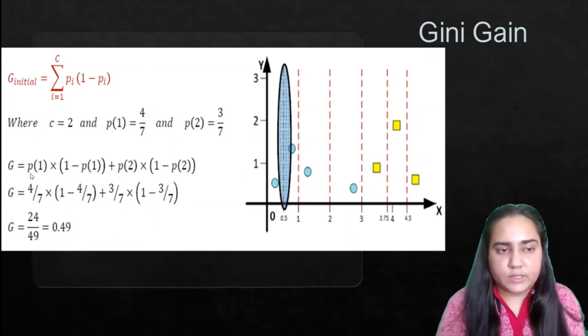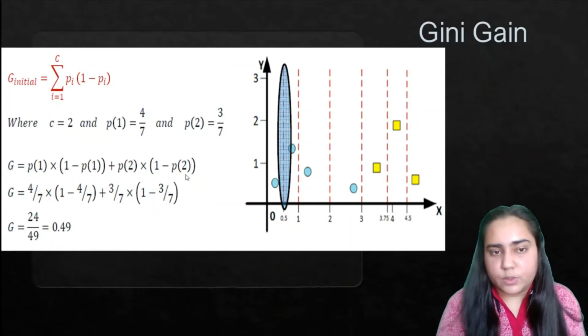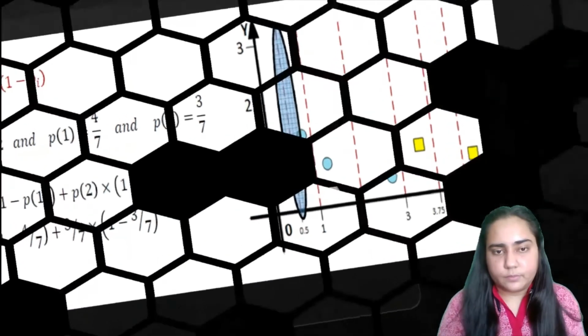Just insert all these values into the formula and you can do the calculation. So you have G is equal to P1 into 1 minus P1 plus P2 into 1 minus P2, and just replace all the values there. You'll get 4 by 7 into 1 minus 4 by 7 plus 3 by 7 into 1 minus 3 by 7, which results in 24 by 49, and that is 0.49. That is our initial Gini gain.